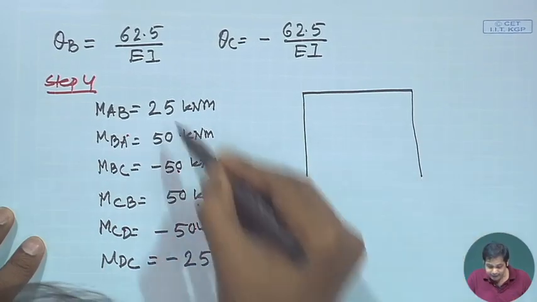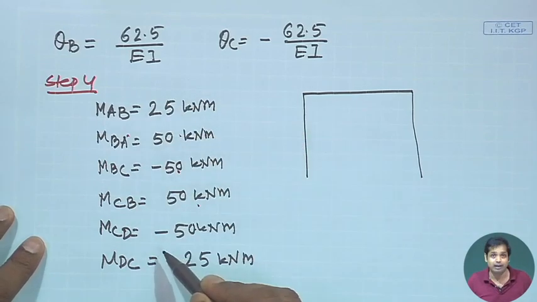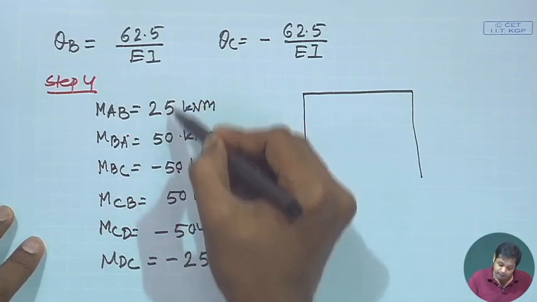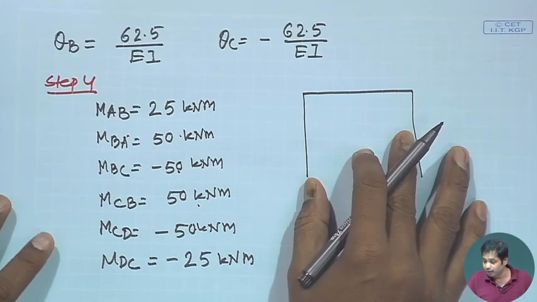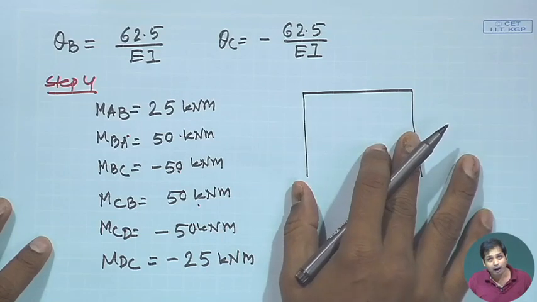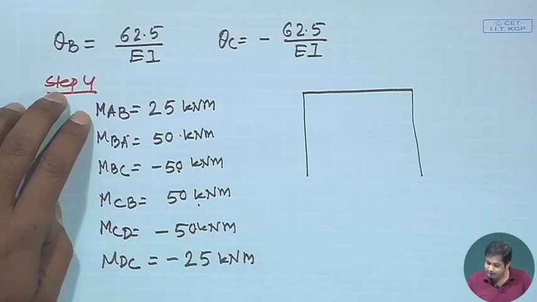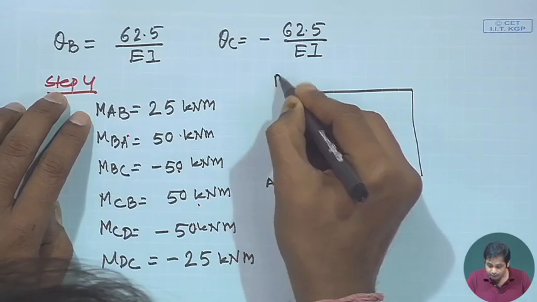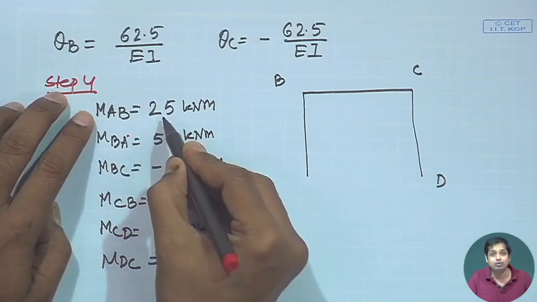Again, as I said, this sign tells you whether the moments are clockwise or anti-clockwise, but when you draw the bending moment diagram, we need to consider whether the bending moment is sagging or hogging. For instance, this is A, B, C, D. In AB, the bending moment is 25.